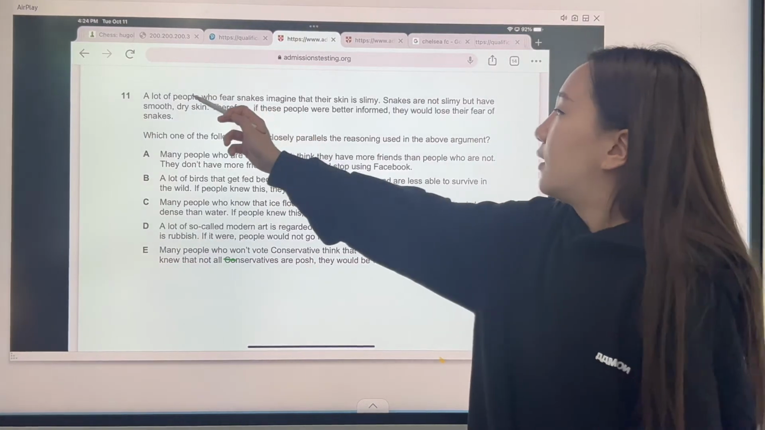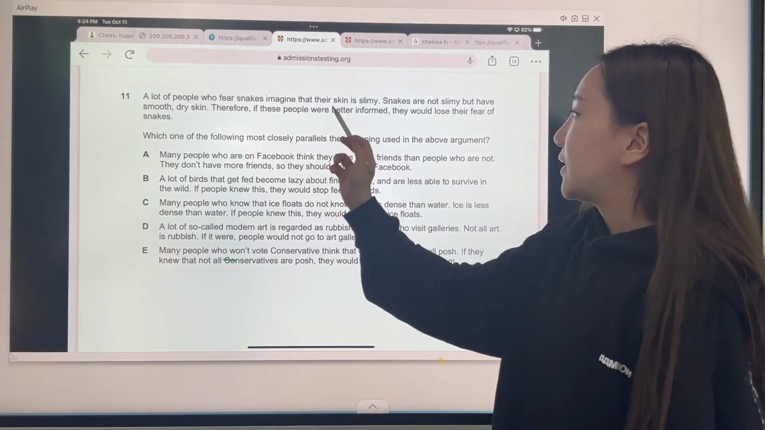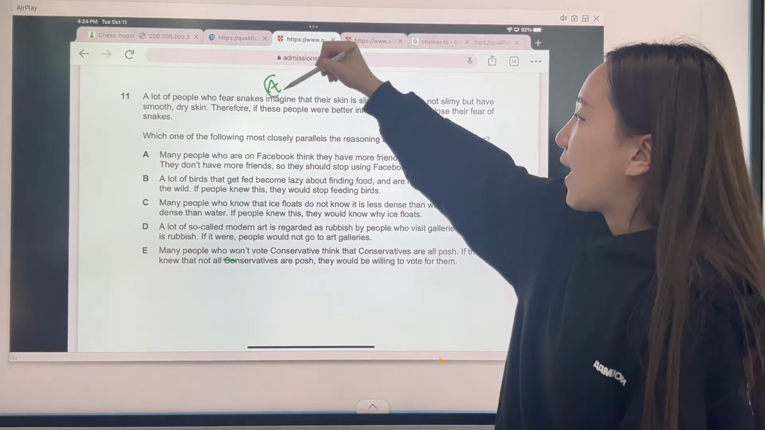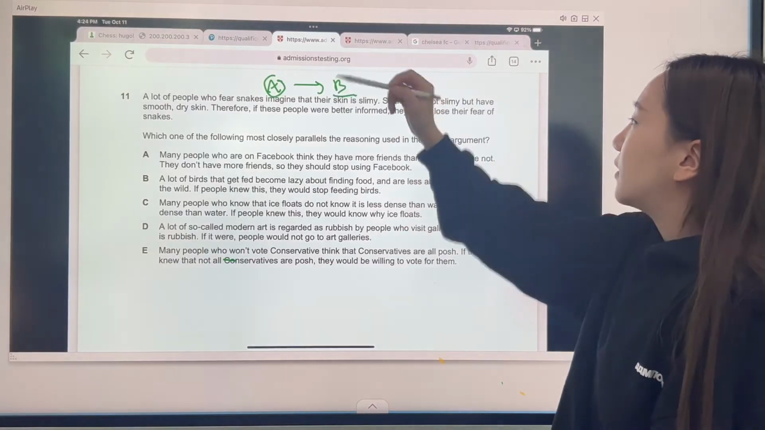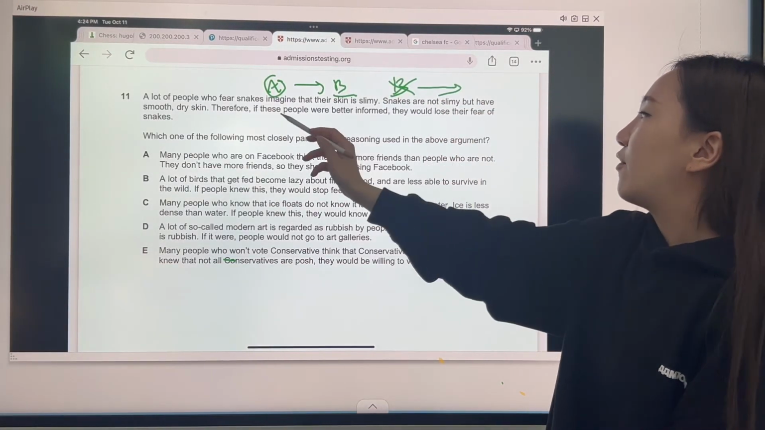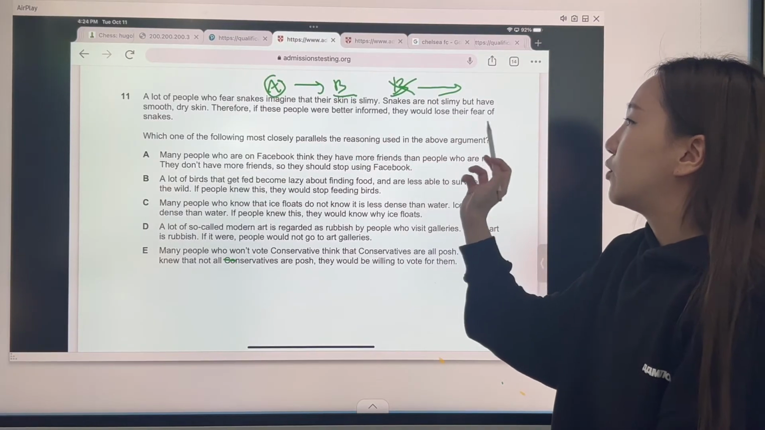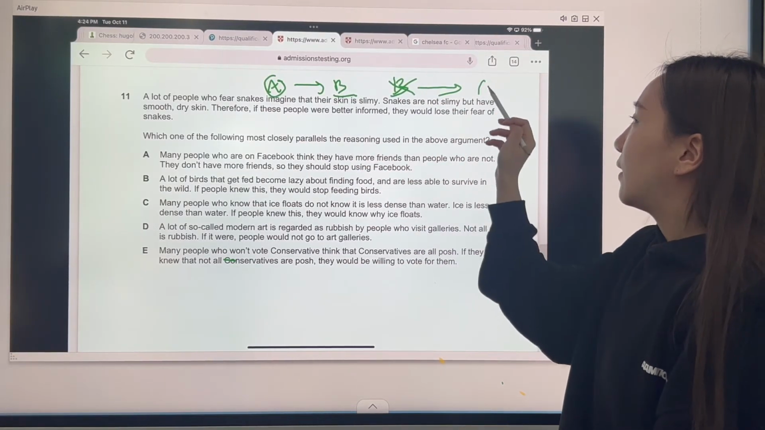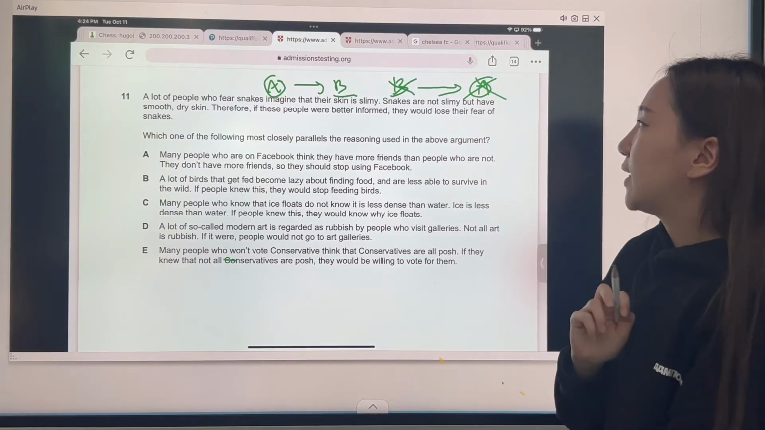Okay, a lot of people who fear snakes imagine their skin is slimy. So people who think A believe B. Snakes are not slimy. B is actually not true. Therefore, if these people were better informed, they would lose their fear of snakes. So if they knew B, they wouldn't have a fear of snakes.